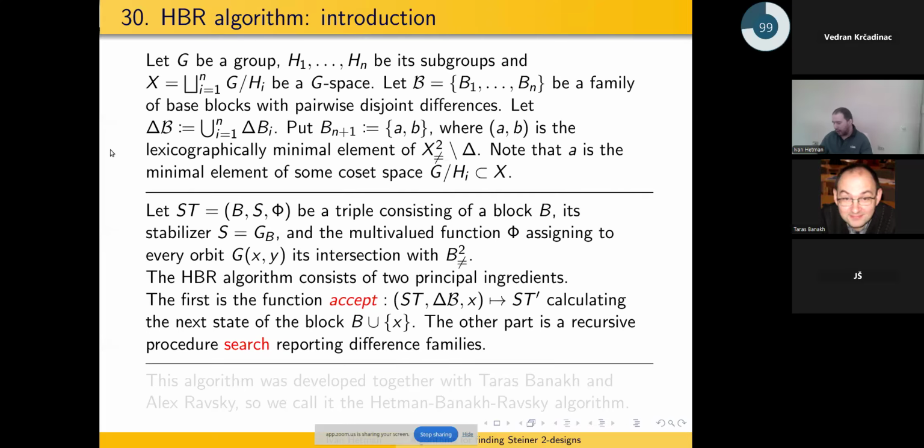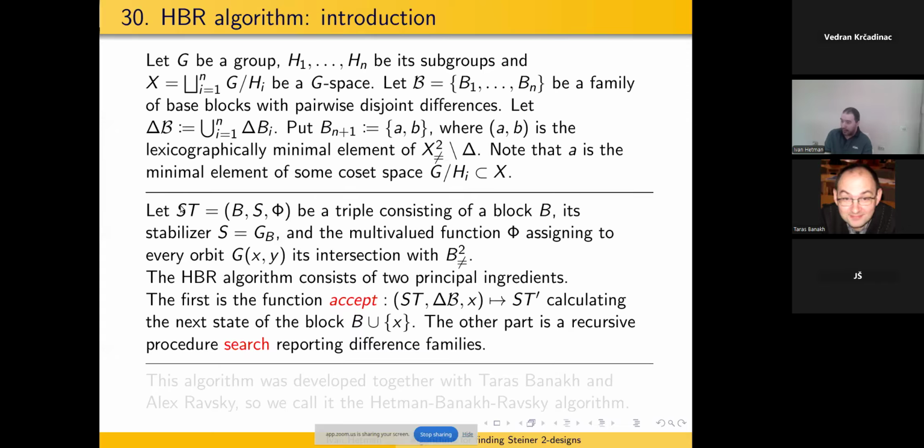Then second, and this is the most changed part. Previously, in the state we used a base block, we used a difference, and we used a whitelist. Here it is completely different. This was the most complicated part to develop, and thanks to Taras and Alex, I was able to understand this and develop this algorithm.